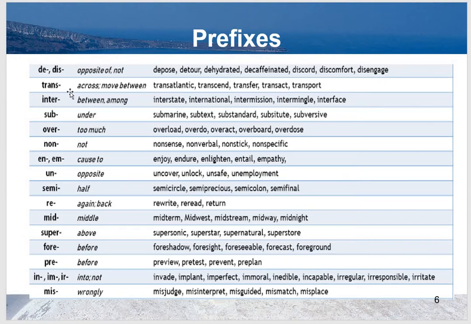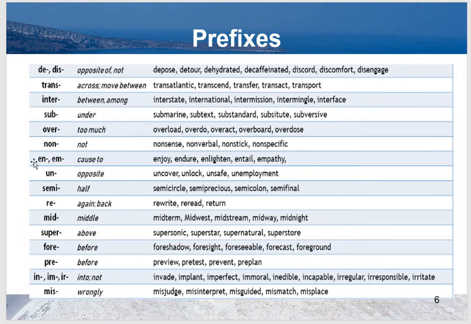Trans means across, move. Every prefix has a meaning. Transatlantic, transcend, transfer, transact, transport. Inter means between. Sub, under. Over, too much.